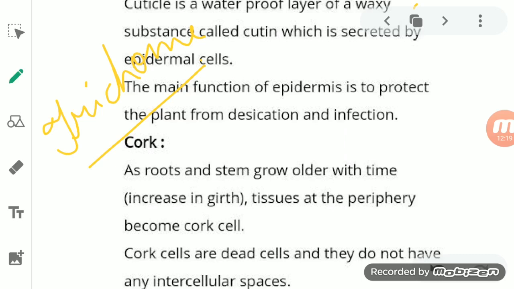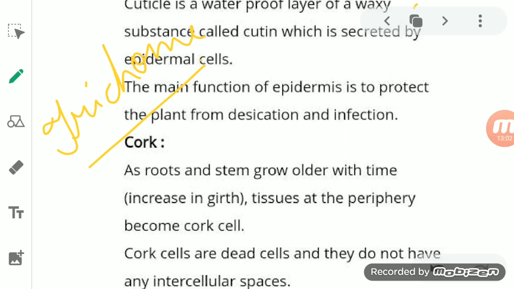The cells of the epidermis arrange themselves edge to edge, and because of that there are no intercellular spaces between them. Since there are no intercellular spaces, this is a continuous sheet. It is because the hexagonal and polygonal cells join together and are fitted very tightly with each other, so there is no space between them. Now these epidermal cells have a nucleus and cytoplasm.